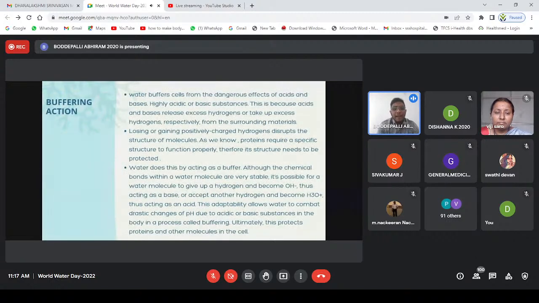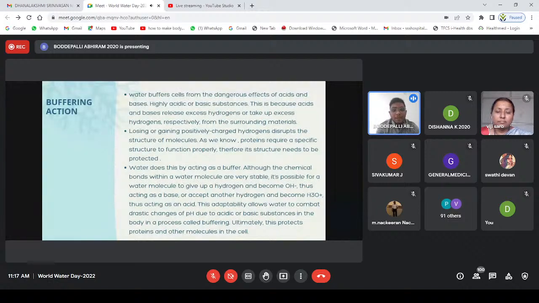Next, we have the buffering action of water. So water buffers cells from dangerous effects of acids and bases. The mechanism of how water acts as a buffer is a chemical process. So how this happens is, a water molecule gives up a hydrogen and becomes OH minus, and this acts as a base. Or the same water molecule accepts a hydrogen and becomes H3O plus, and this acts as an acid.